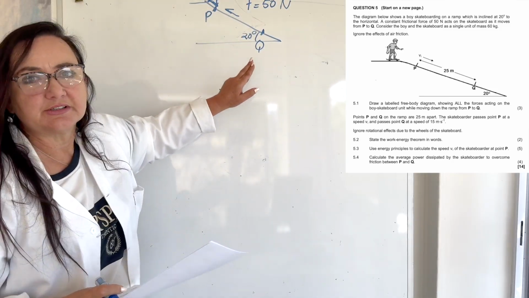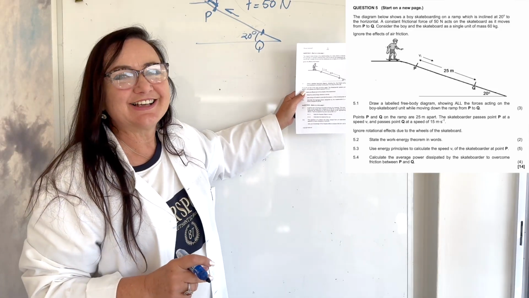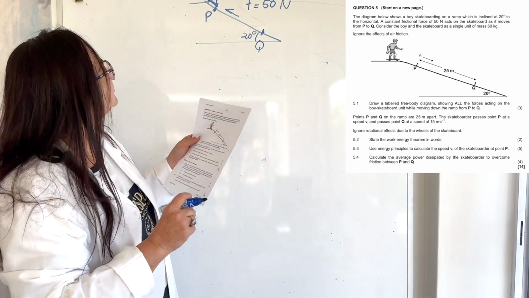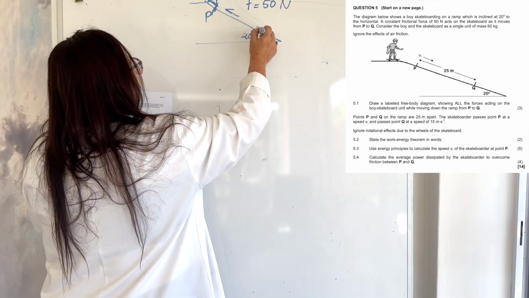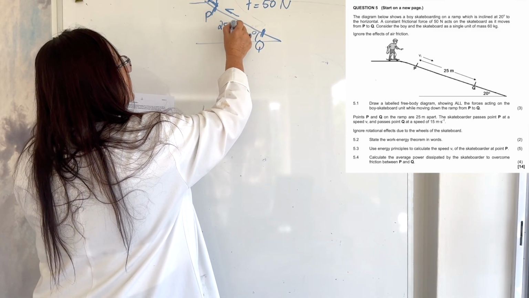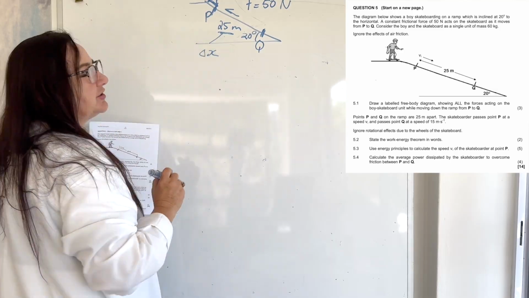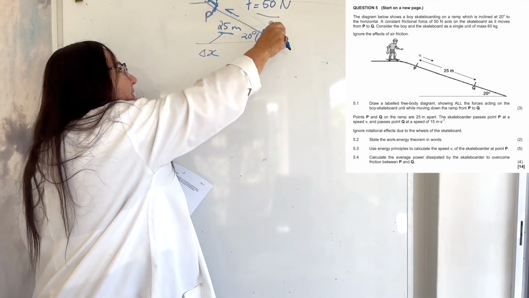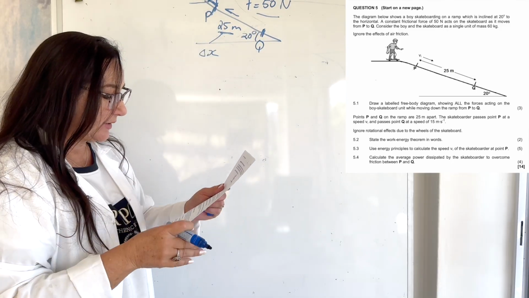I'm not sure if you can see that, but I'm going to have the question here on the side. Alright, so what else do they give me? They do give me that P and Q are 25 meters apart. So immediately I realize, great, I've got delta x. I've got my friction, I've got my displacement, I have my angle. Alright, now let's wait for the question.